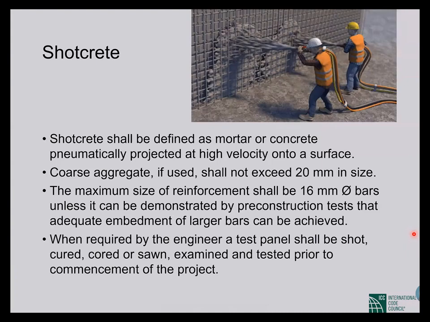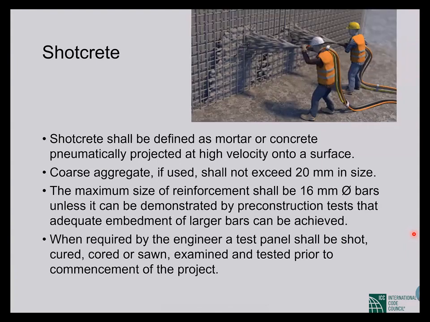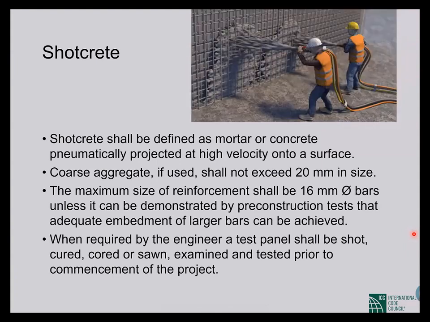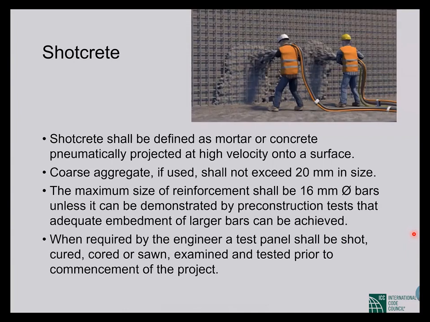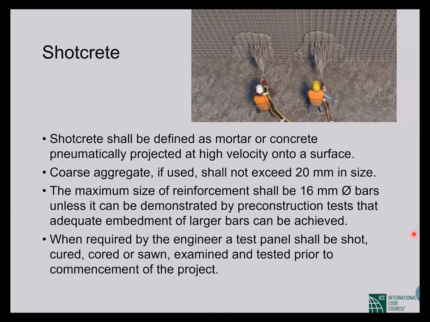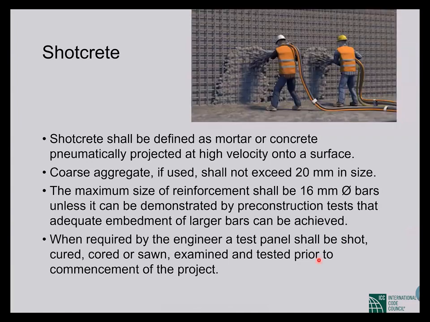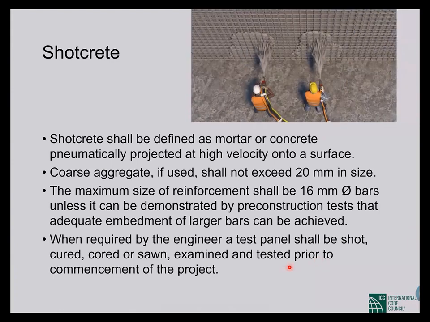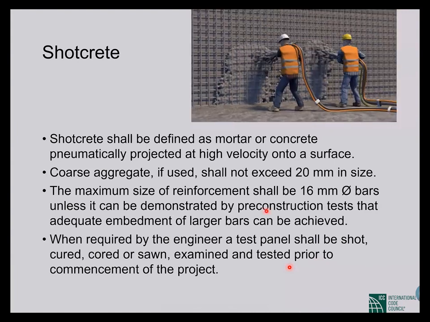Shotcrete is defined as mortar or concrete pneumatically projected at high velocity onto a surface. The different specifications and prescriptions for shotcrete are mentioned in part 6, chapter 5 of BNBC 2020. For example, the maximum coarse aggregate size is 20 millimeter, and for shotcrete the maximum is 16 millimeters. Usually, a test panel is made, and that panel is tested in the laboratory to determine the load capacity of shotcrete walls. So this is something new that has been introduced in BNBC 2020.